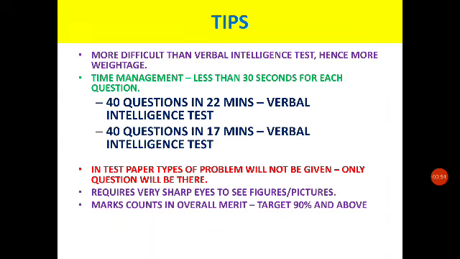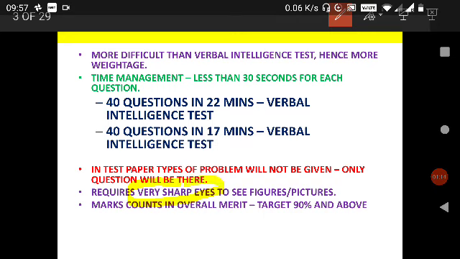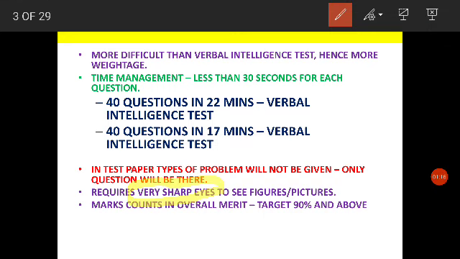Certain tips. The non-verbal portion is actually very difficult and it requires very sharp observation, and you get less than 30 seconds for each question, and in all there are about 40 questions given.